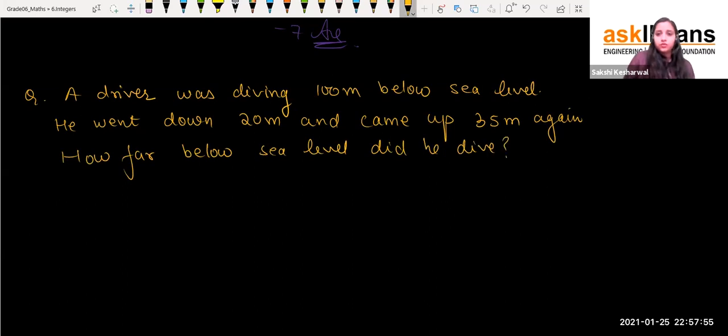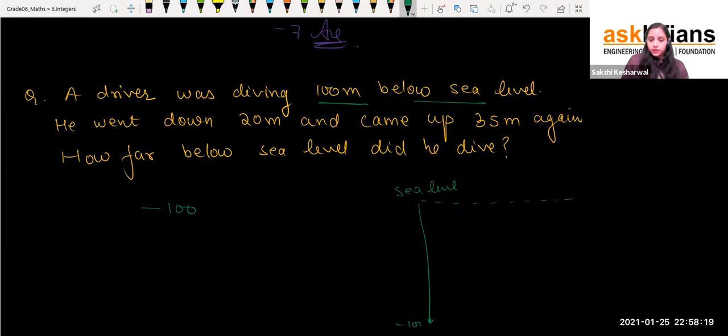Now read out the question very carefully. It says over here the diver was diving 100 meter below the sea level. So it means he is at minus 100 meter, right? Let us suppose this is the sea level, right? He went 100 meter down. So he is on minus 100, right?